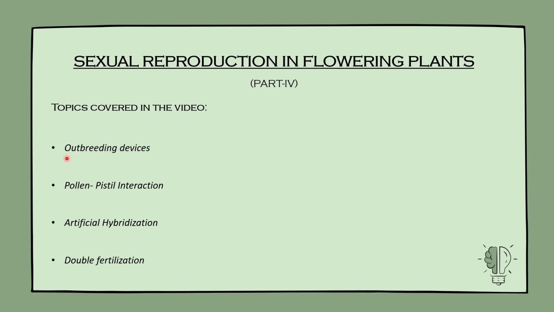This is part 4 of the chapter Sexual Reproduction in Flowering Plants. In this video, we will be covering outbreeding devices, pollen-pistil interaction, artificial hybridization, and double fertilization. For better understanding, please do watch the previous videos. Without further ado, let's begin with the first topic.